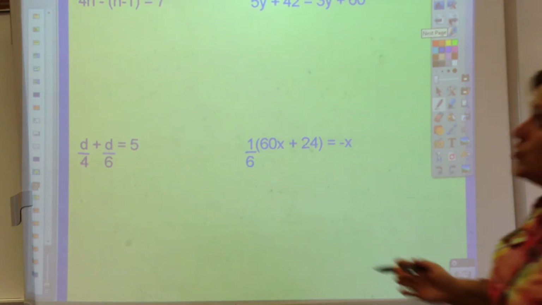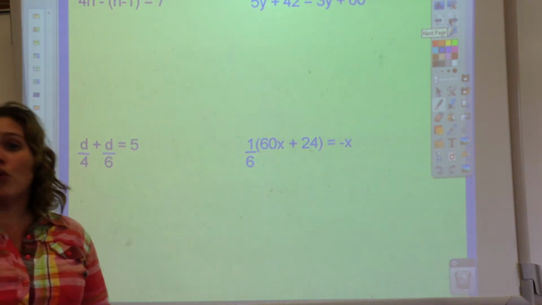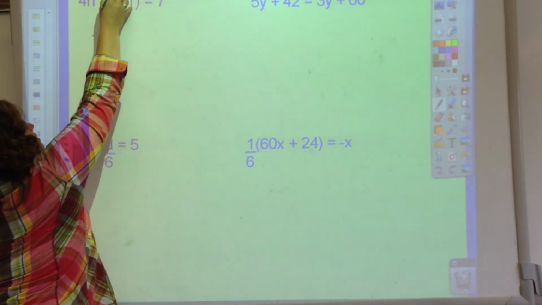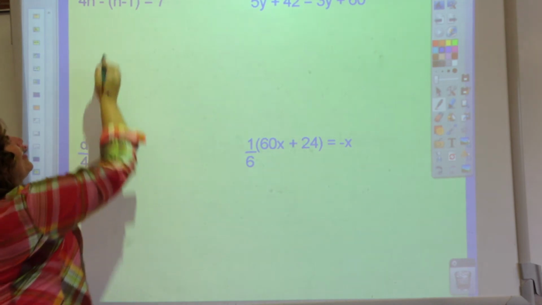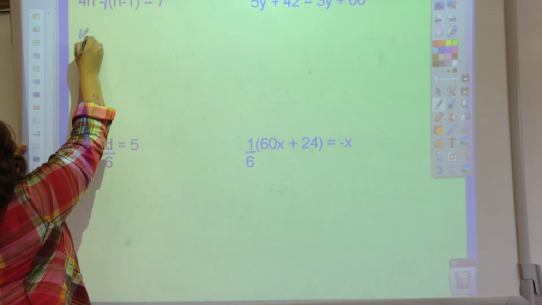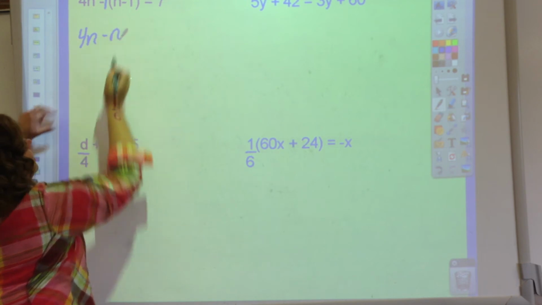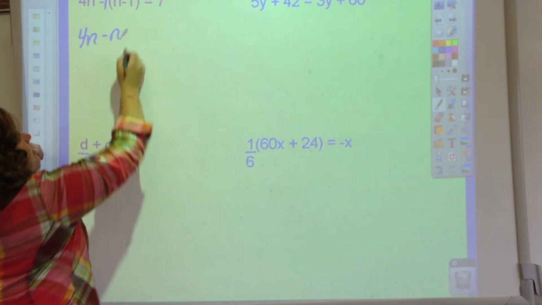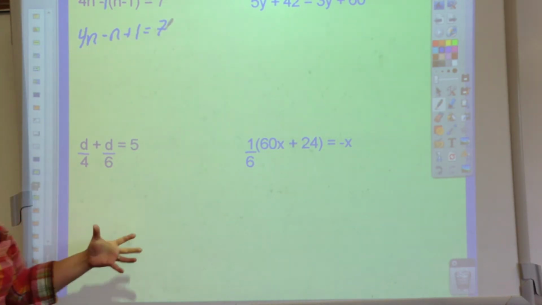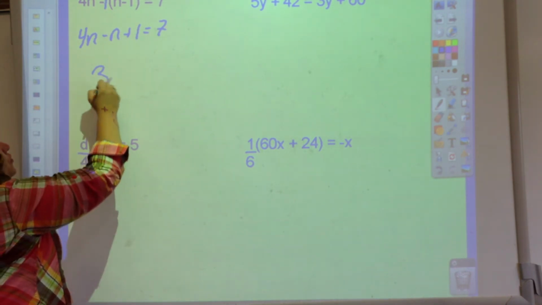Now let's talk about some distribution. If this is my equation, in order to simplify, I need to use order of operations. In order to get rid of these parentheses, I must distribute that negative value through. And that negative is essentially a negative 1. So when I distribute it through, 4n stays the same. Negative 1 times n is a negative n. And a negative 1 times a negative 1 is a positive 1. And now over here, my variables are in two different places, so I need to combine them. 4n minus n is 3n.